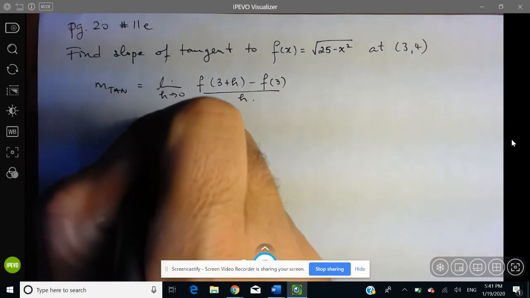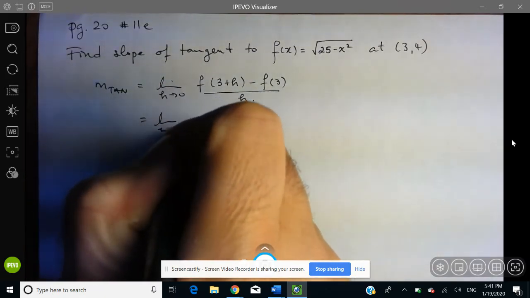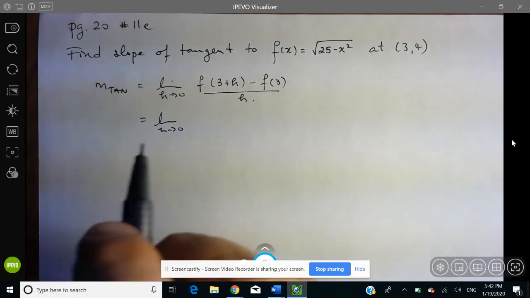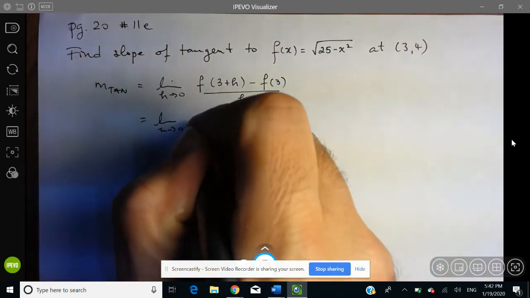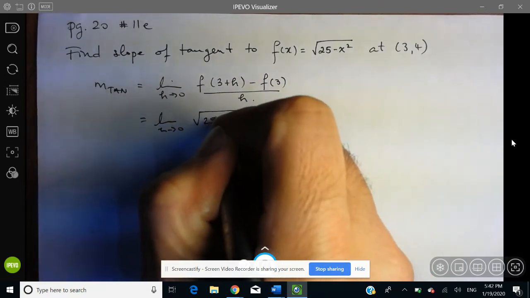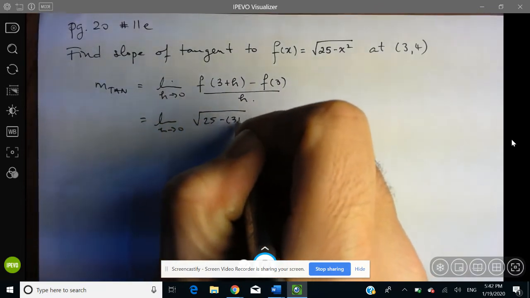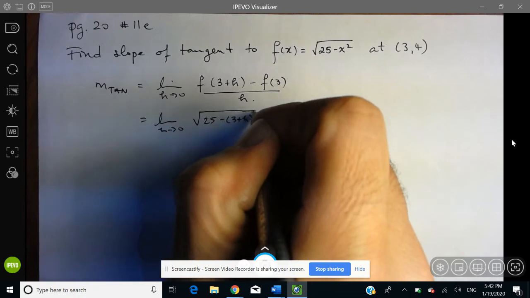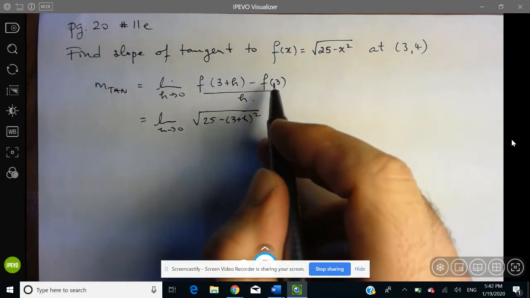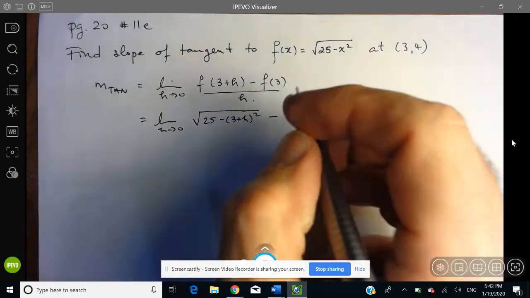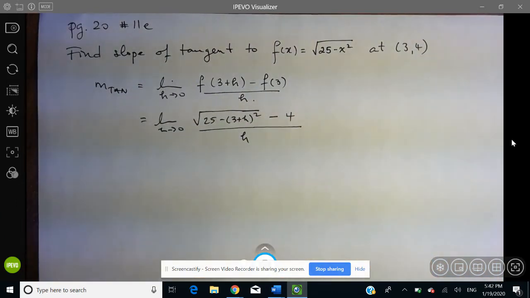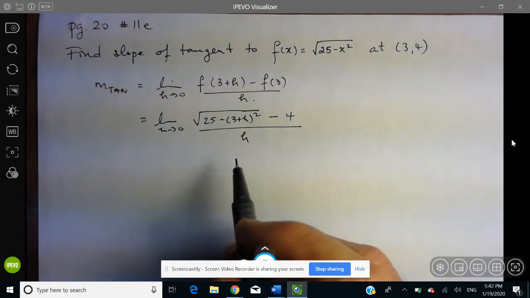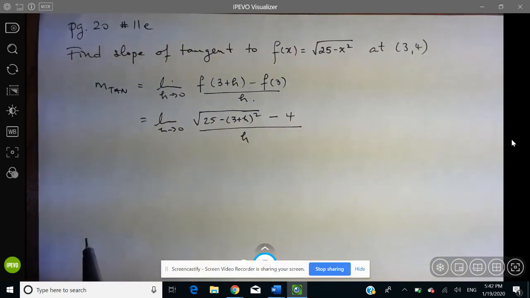All right, so let's go ahead and input our information. Wherever I see an x, I'm going to replace that by 3 plus h. So that's the square root of 25 minus (3 plus h) squared. And then minus, well, they've already given us f at 3. We know it's 4, so we don't have to calculate it ourselves. Now what we try to do is see if we can do some algebra with the eventual goal of reducing this h from the denominator.